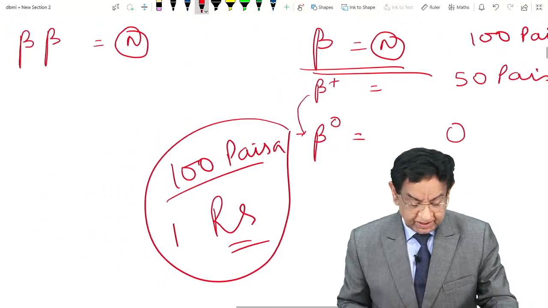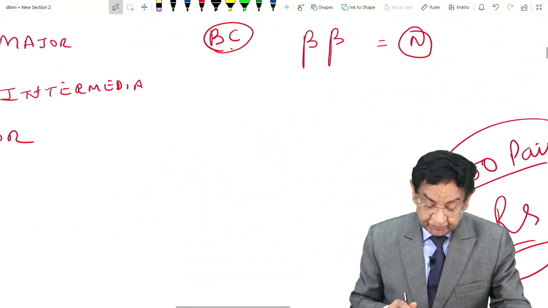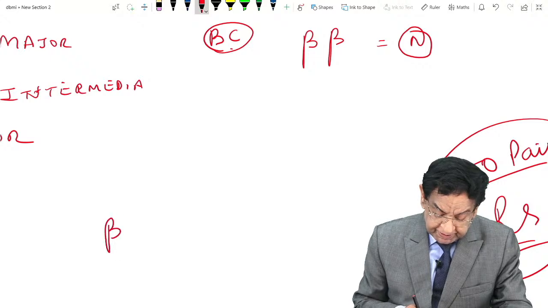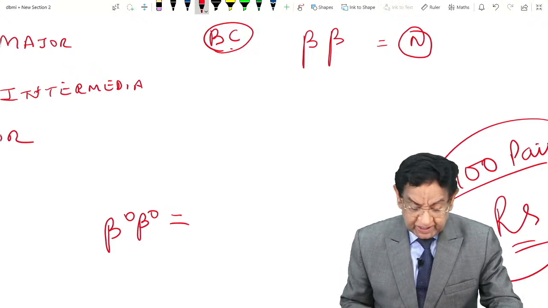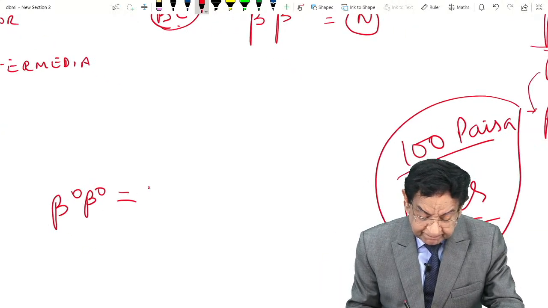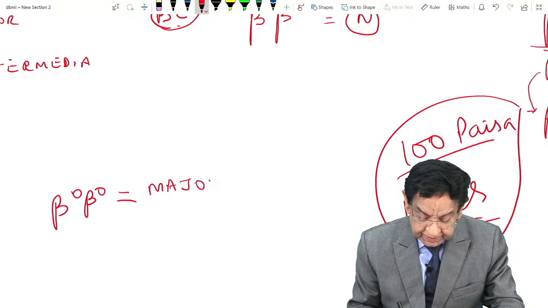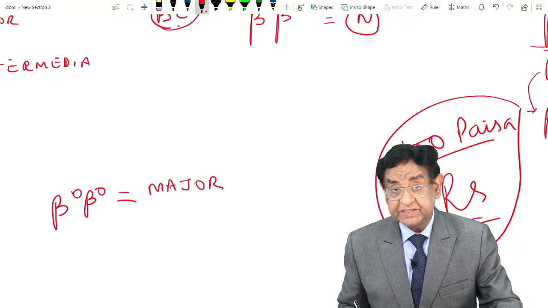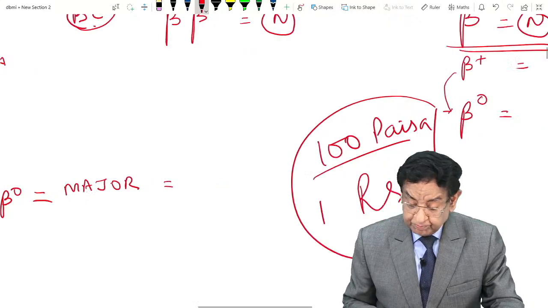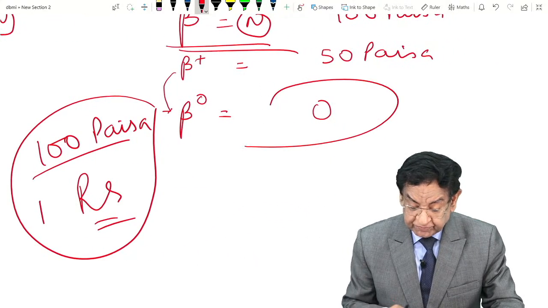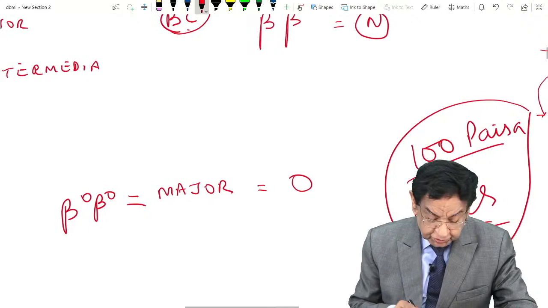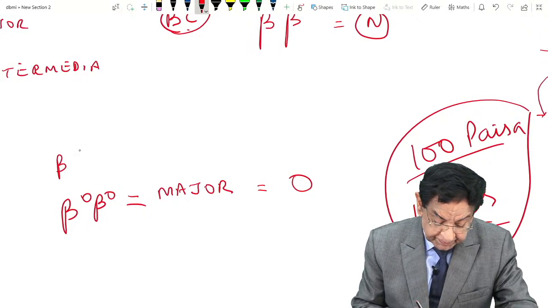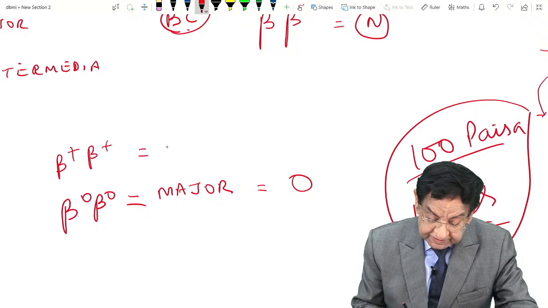With this basic knowledge, we come back. So we get one person who is B0 B0. So now we just learned that this is so-called beta thalassemia major. If you go by the value, both are zero, so the value of this will be 0 paisa. Agreed? Suppose you get B0 B plus. It is intermedia.